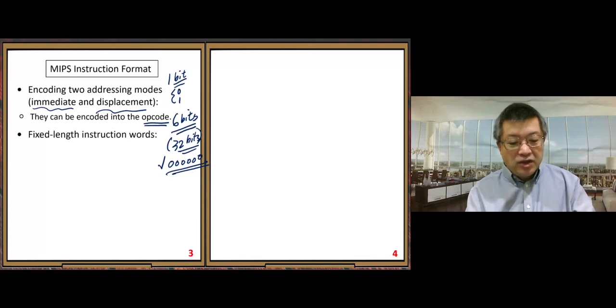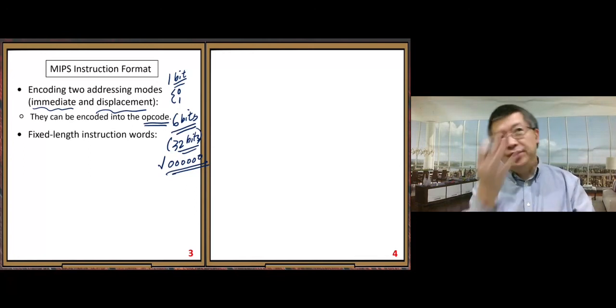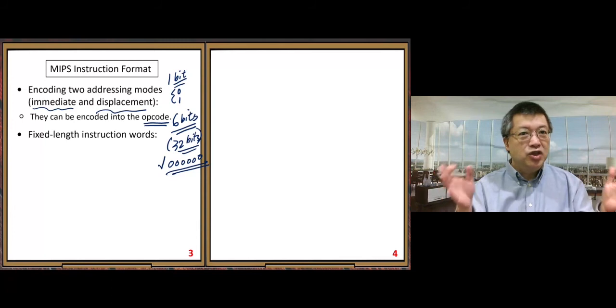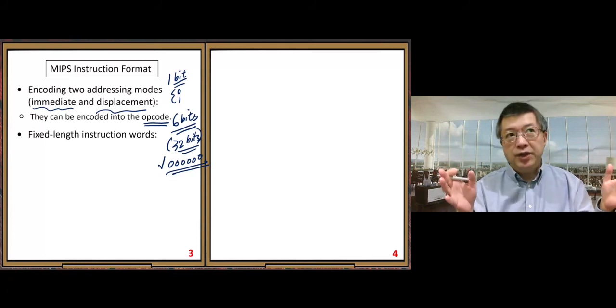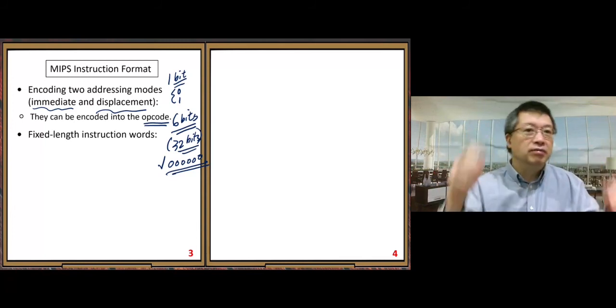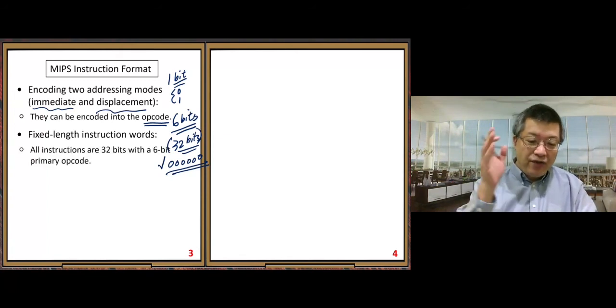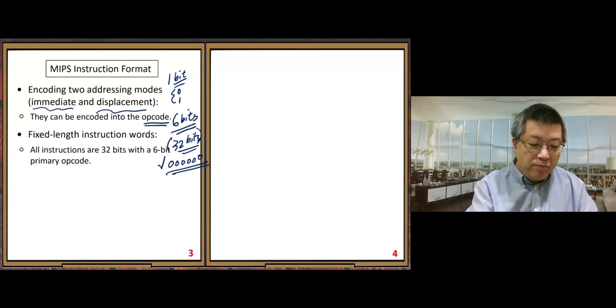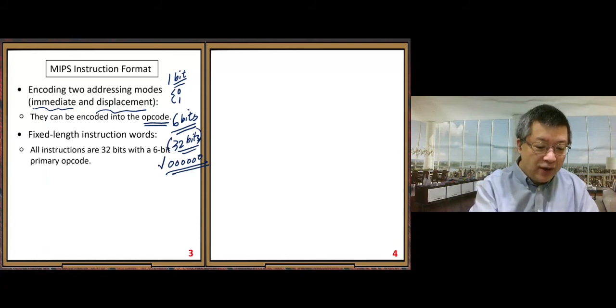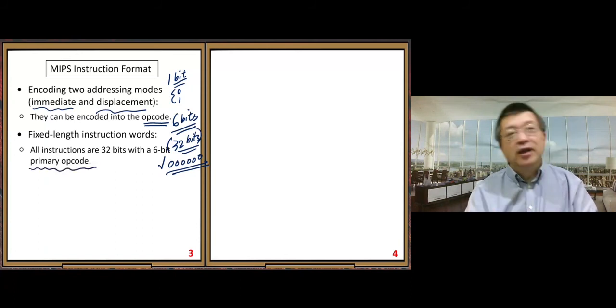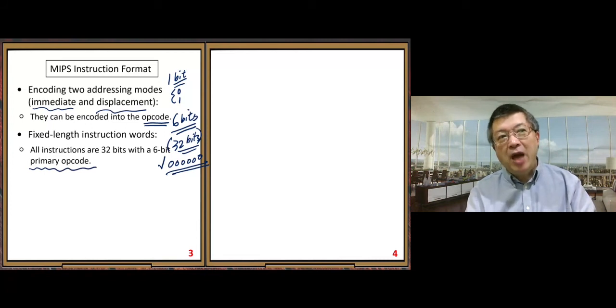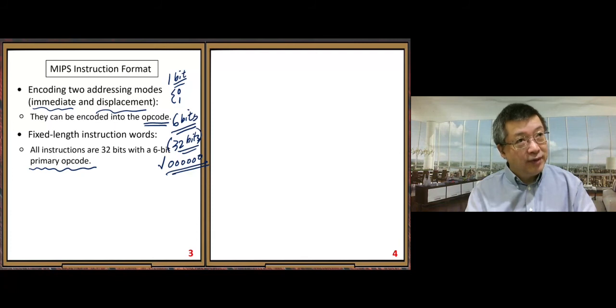Fixed length instruction words, 32 bits. That's fixed length: each instruction word is 32 bits long. That's the property. So all instructions are 32 bits with a 6-bit primary opcode. When we say primary, that means there is a secondary code, but the secondary we do not call the opcode.